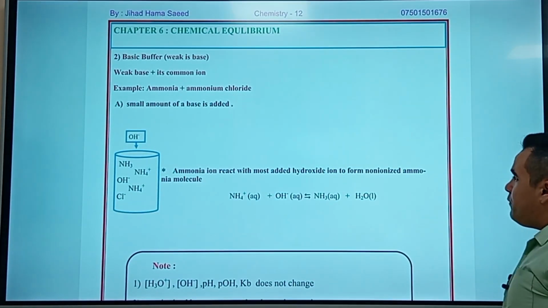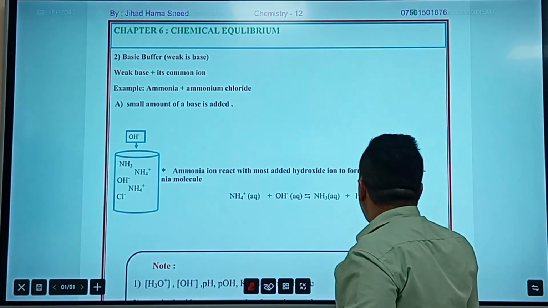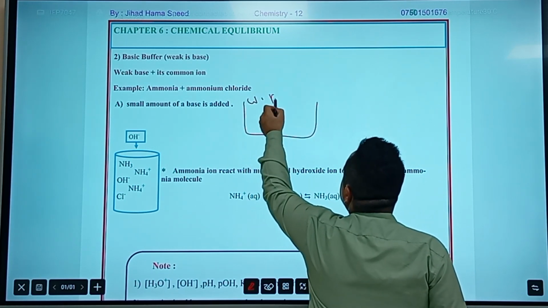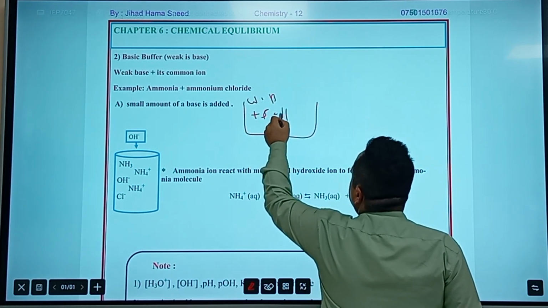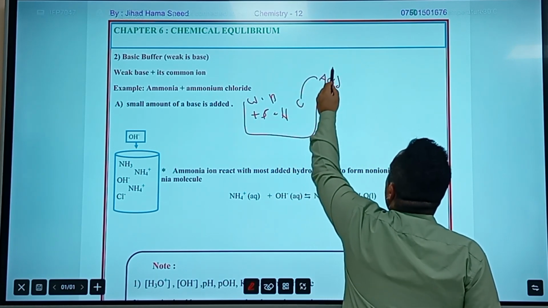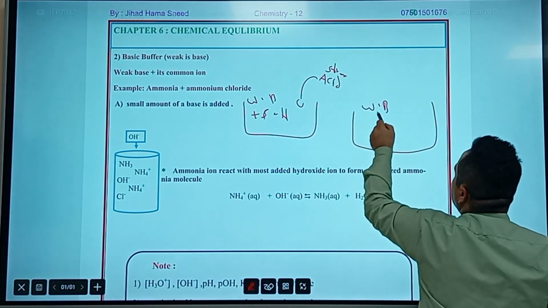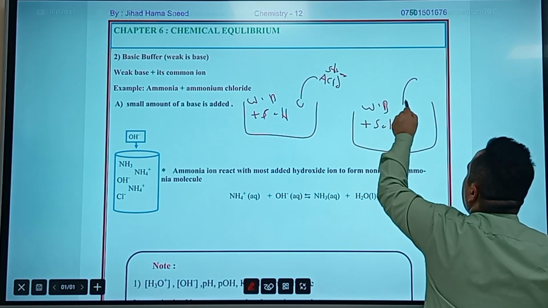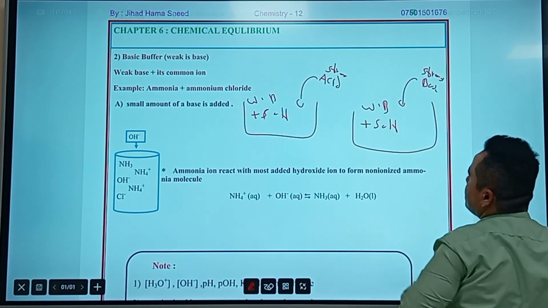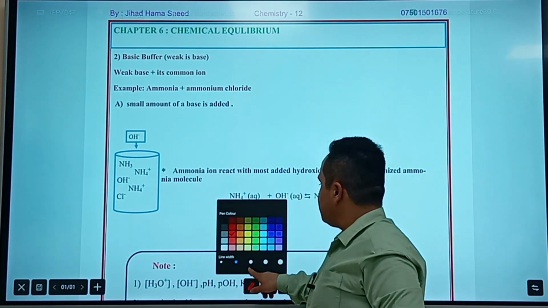The second type of buffer is the basic buffer, guys. In a basic buffer we have a container which contains a weak base plus its salt, and we add an acid, a strong acid. Or the second type, a weak base plus its salt, where we add a strong base into it. Let us talk about each of these two types, guys.